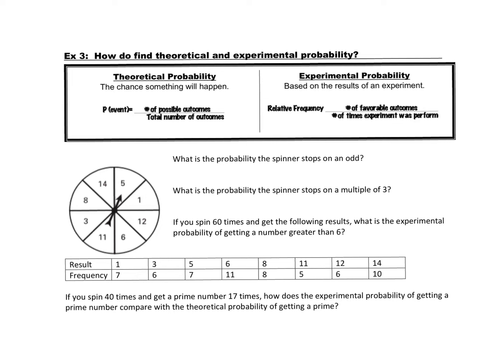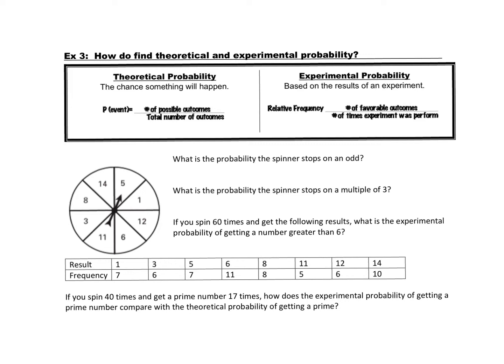Now, the experimental probability is based on the results of an experiment. So let's say that you roll your dice a bunch of times and the number 6 comes up 12 times out of 50 times that you rolled it. Well, then the experimental probability would be 12 over 50. So let's take a look at our spinner that we have here.